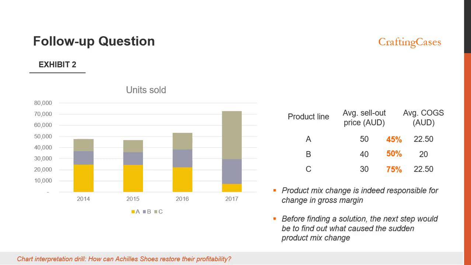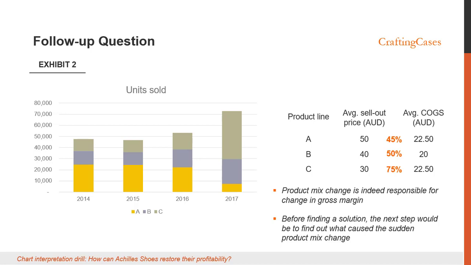And before finding a solution, the next step would be to find out what caused this sudden product mix change, because this could be anywhere from a supply to a demand problem. So if it were a supply problem, I would guess something like maybe we are not having product line A in stock, so we're out of stock and people can't buy it, so they end up buying product line C.